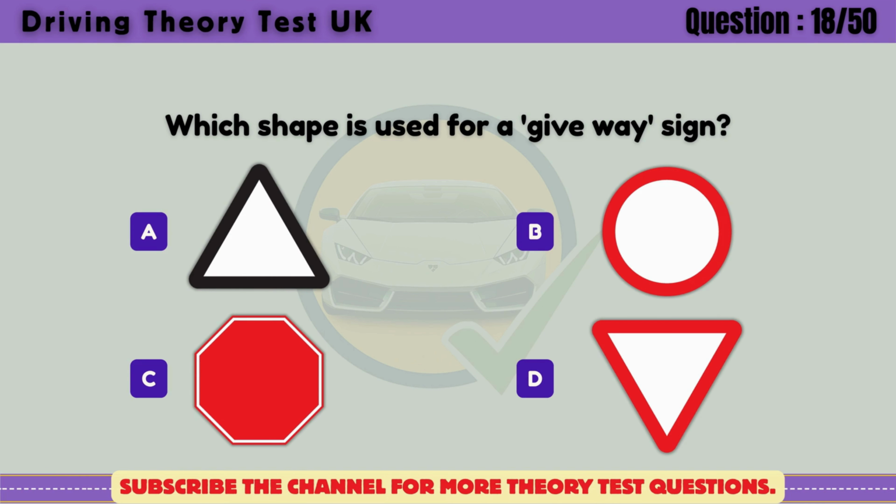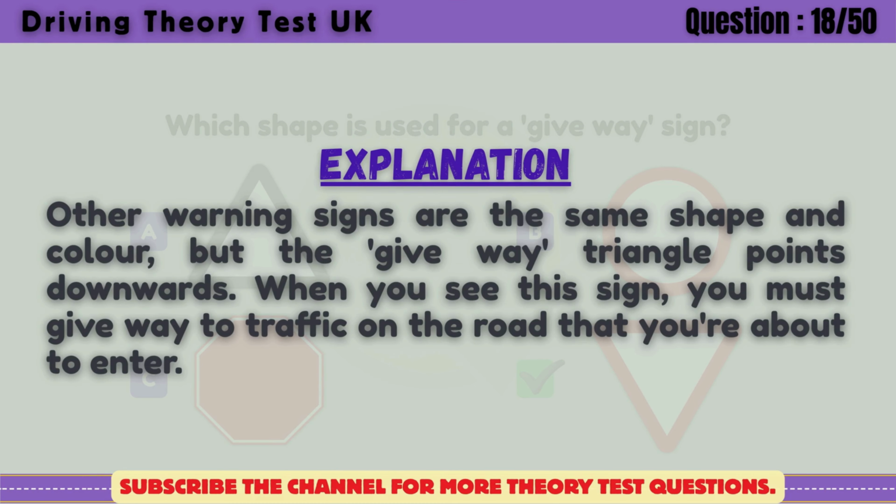Question 18. Which shape is used for a give-way sign? Answer is D. Other warning signs are the same shape and color, but the give-way triangle points downwards. When you see this sign, you must give way to traffic on the road that you're about to enter.